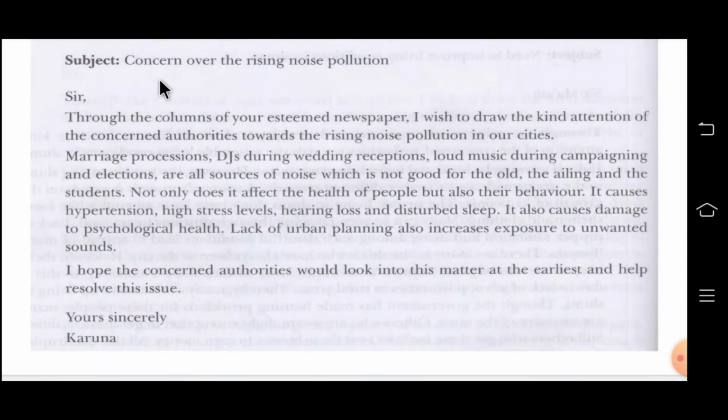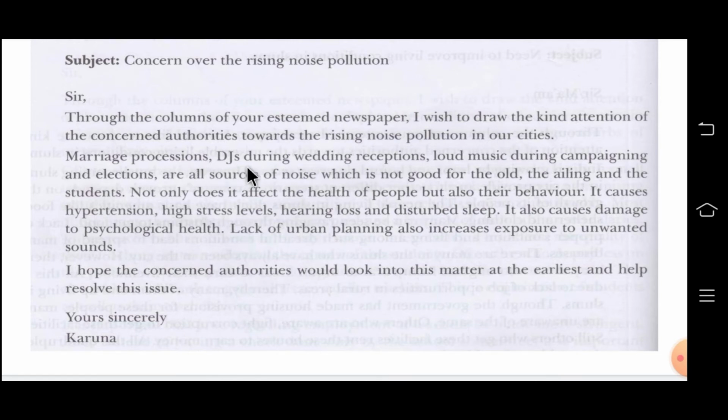So you have to write properly the subject and start after salutation. Through the column of your esteemed newspaper, I wish to draw the kind attention of the concerned authorities towards the rising noise pollution in our cities.